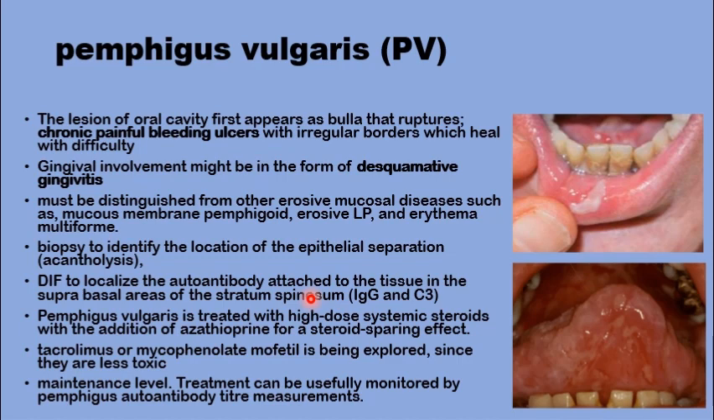It can usually be treated by systemic steroids, sometimes in high doses, with the addition of steroid-sparing agents like azathioprine. Other agents have been tried as well. A maintenance dose can be monitored by the level of the pemphigus antibody in the serum.